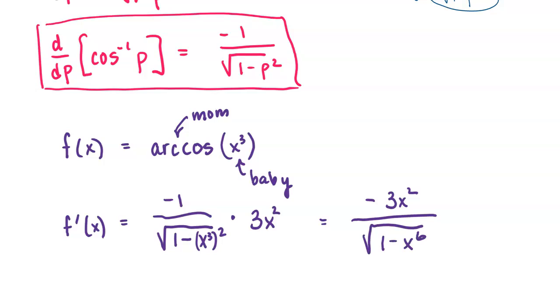So you never have to do again all that stuff we did above to derive this formula, but we're going to need to use that formula when inverse cosine shows up in something we're asked to take the derivative of.